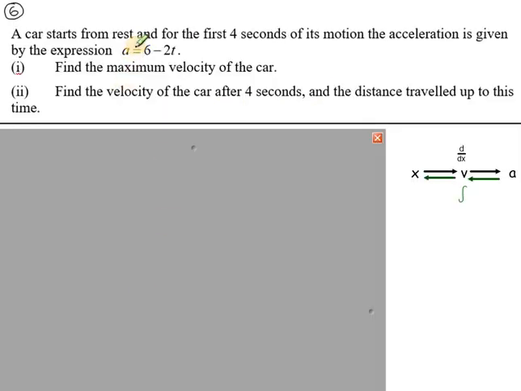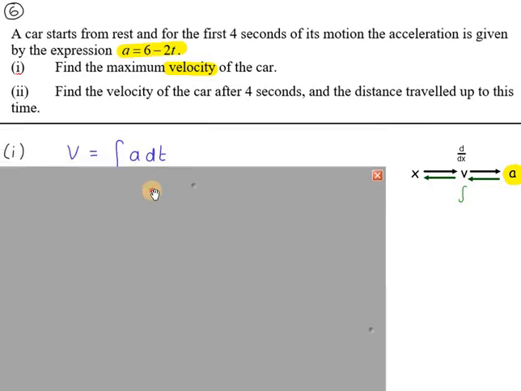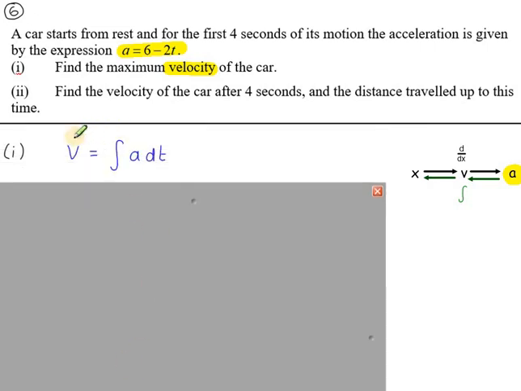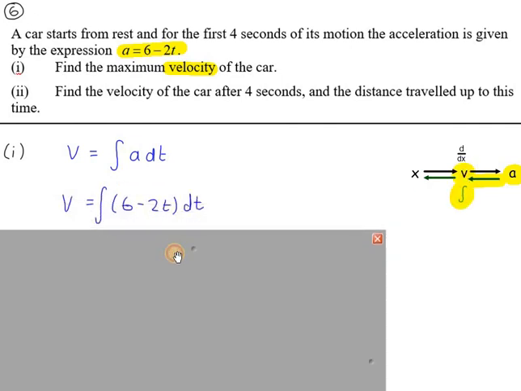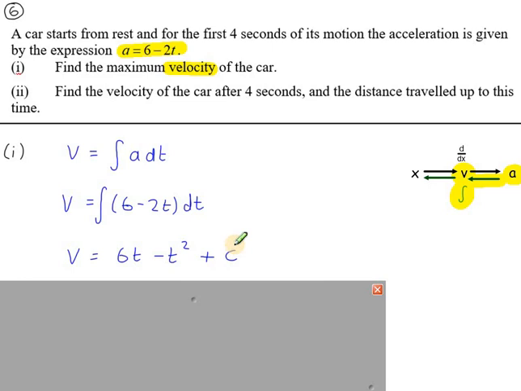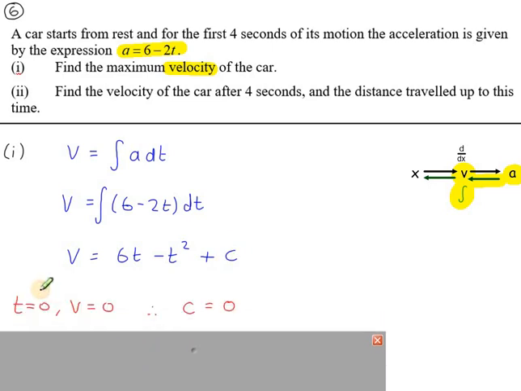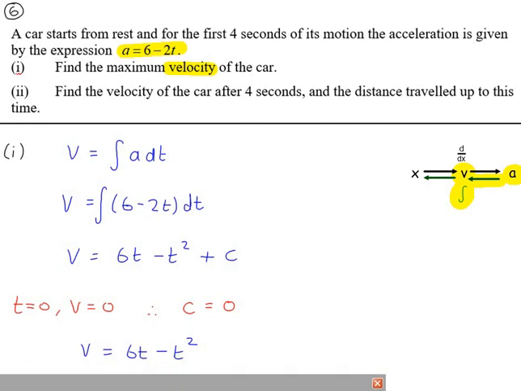Example 6, we have acceleration and we want the maximum velocity. The maximum velocity is given by the velocity formula, so to get to velocity we need to integrate. Integrating, we have a constant of integration. Initially the velocity is 0, substitute in t equals 0, v equals 0, so c is equal to 0. So now we need a value of t to substitute into this to work out the maximum velocity.